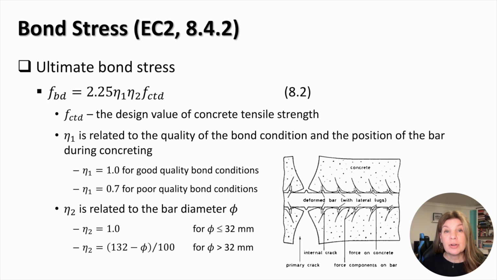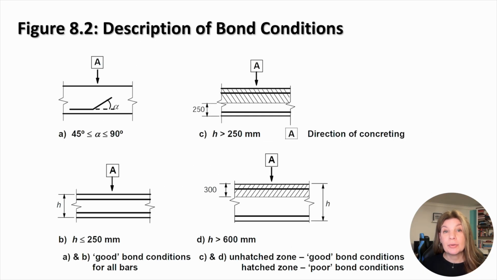The ultimate bond strength is calculated using equation 8.2 in Eurocode 2, depending on the design value of concrete tensile strength, the quality of the bond condition, the position of the bar during concreting, and the bar diameter. The quality of the bond condition is defined in Figure 8.2.